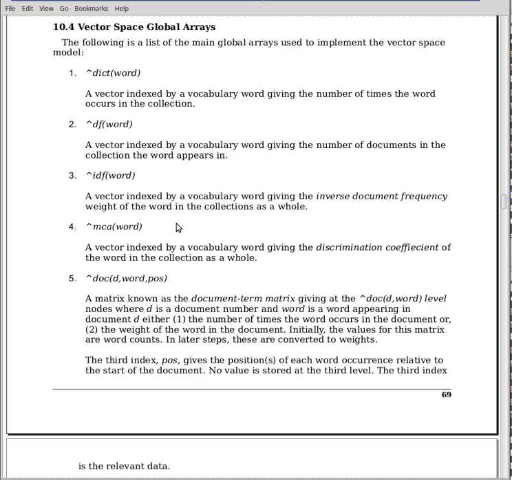MCA is another way of measuring the importance of a word in the collection as a whole. It's the modified centroid algorithm, and it is an alternative way of coming up with a weight for a word. It is much more expensive to calculate, however, but we'll do some examples of that.